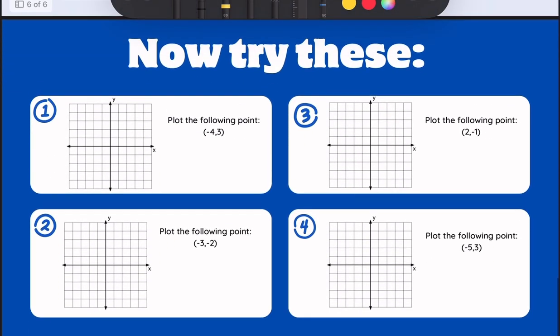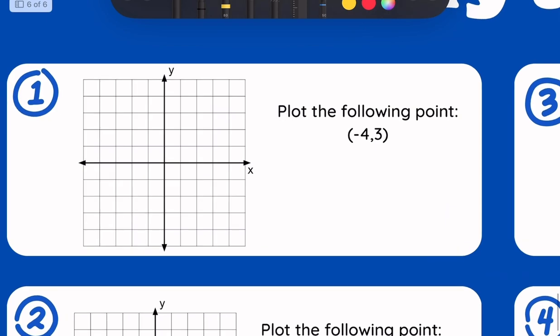Now take a moment to pause the video and try these out. And when you're ready, unpause the video and let's work on it together. They want us to plot the following point, -4, 3. Well, remember, this is x and this is y. -4 along the x-axis would be 1, 2, 3, 4 points to the left of 0, and +3 would be 1, 2, 3 points above. So that is exactly where -4, 3 is. This is -4, and this is 3 points above 0.